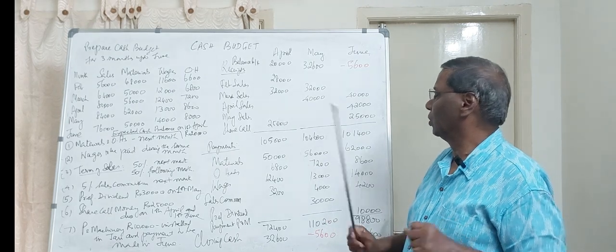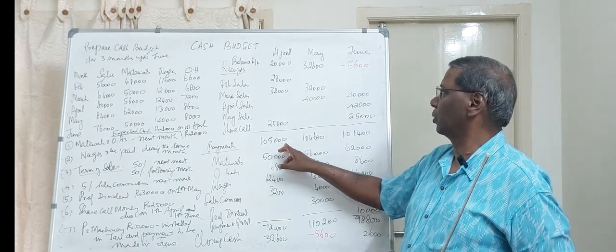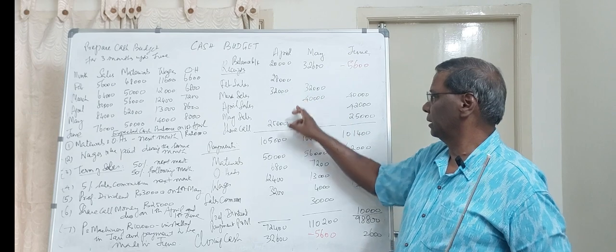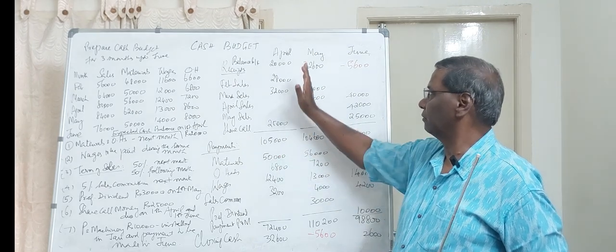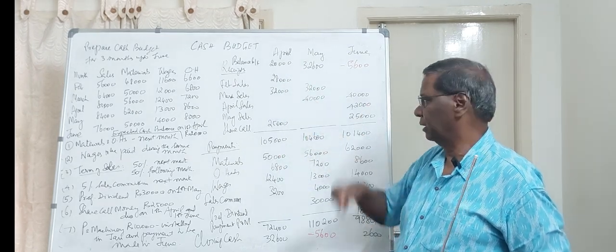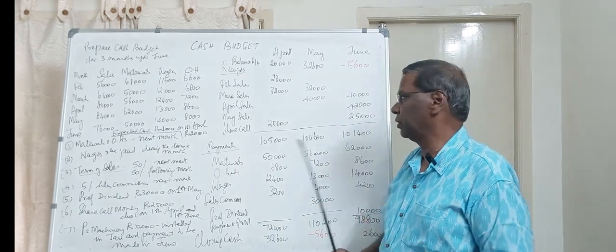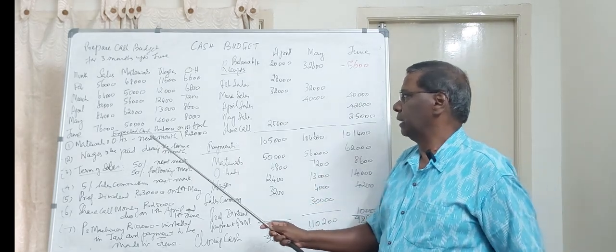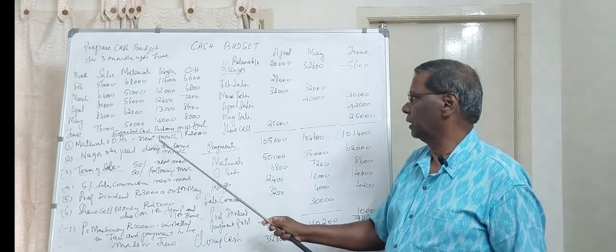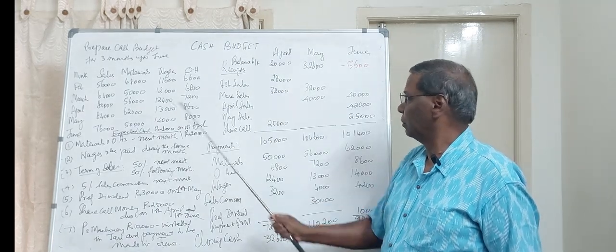So now we'll go for the total receipts. Total receipts for the month of April is 1,05,000. Now the payments you have to make. Materials, which are paid the next month. So for the month of April.